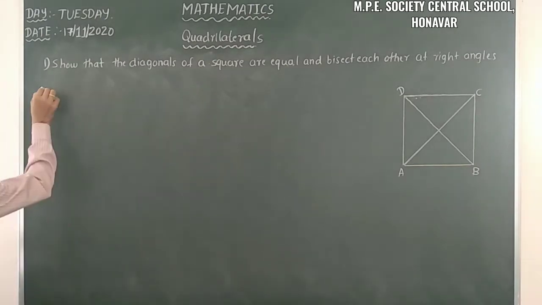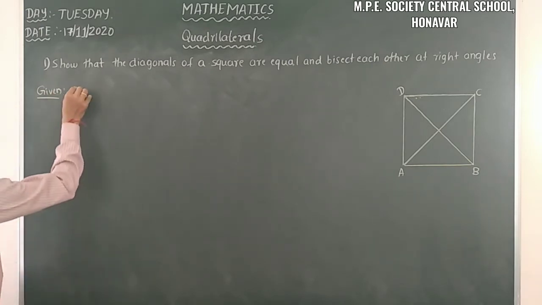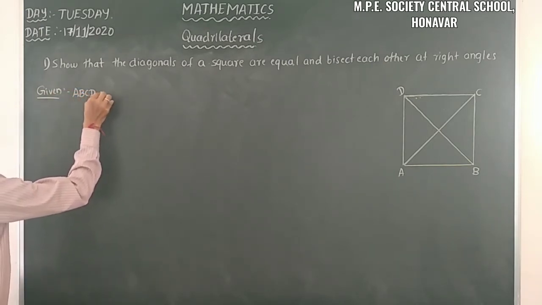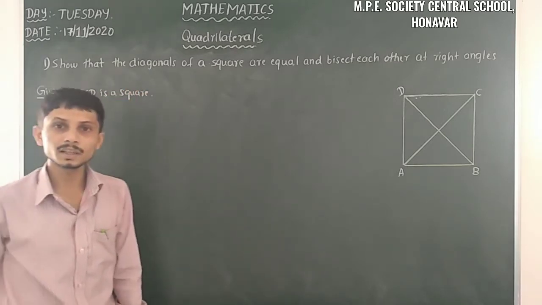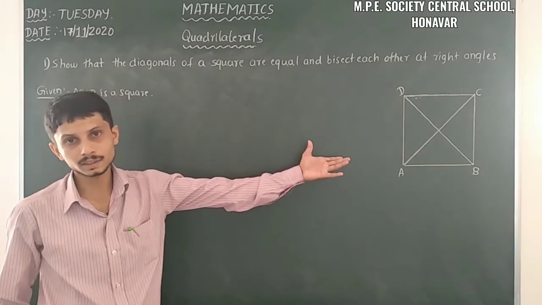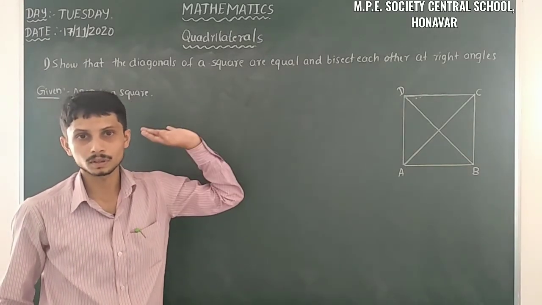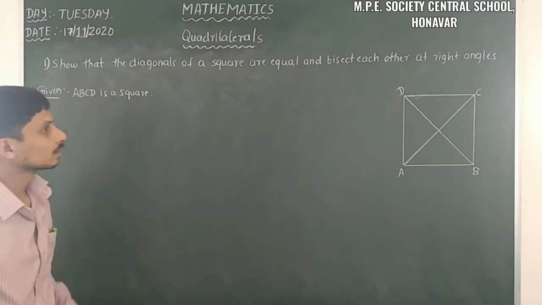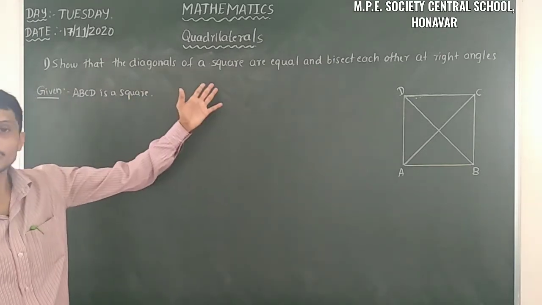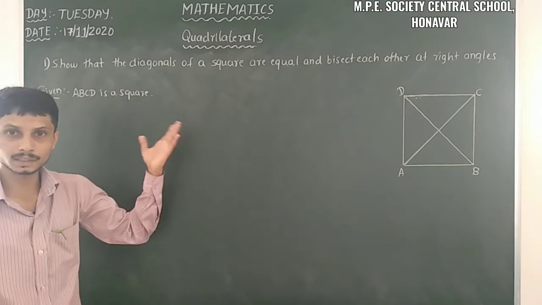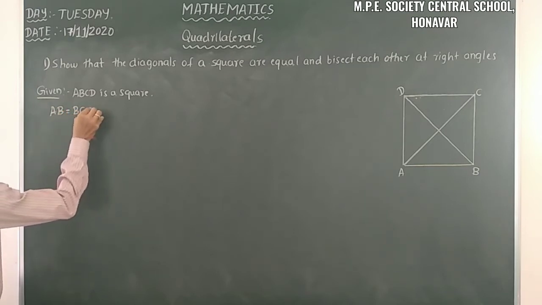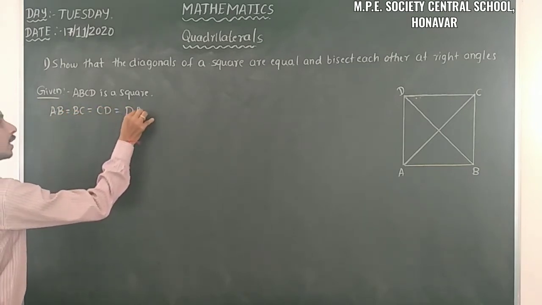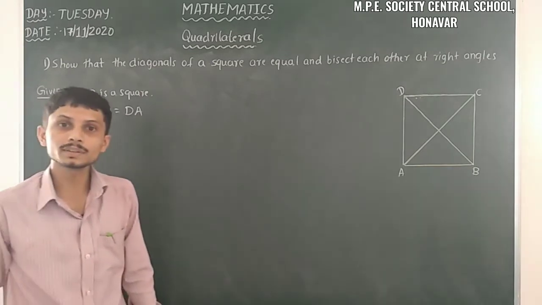So what is given here? Given: ABCD is a square. ABCD is a square means what things can we use here? All the sides are equal. No other things are possible. So all the sides are equal, that is AB is equal to BC is equal to CD is equal to DA. We can use this as a known thing.